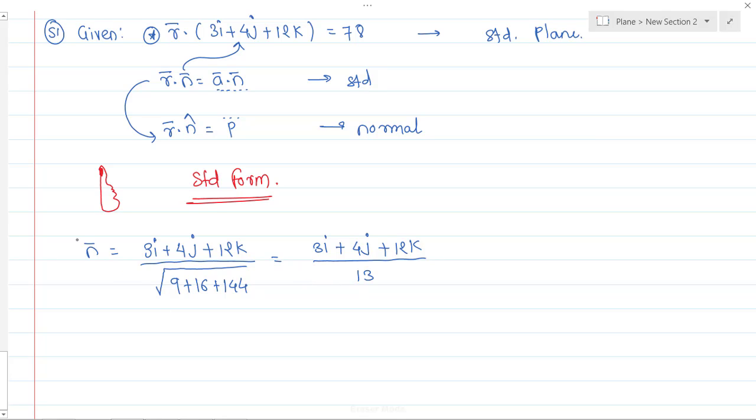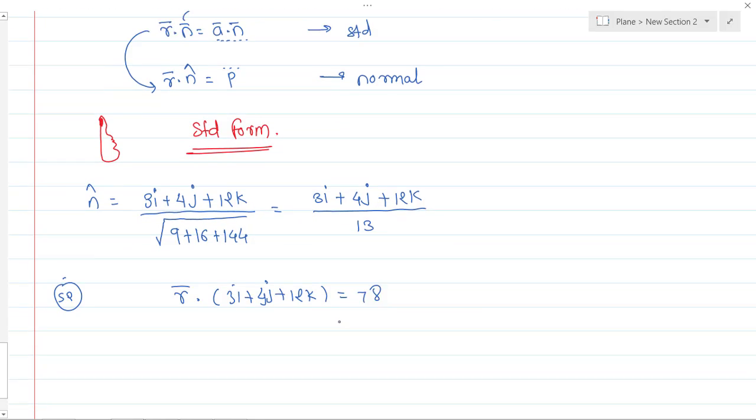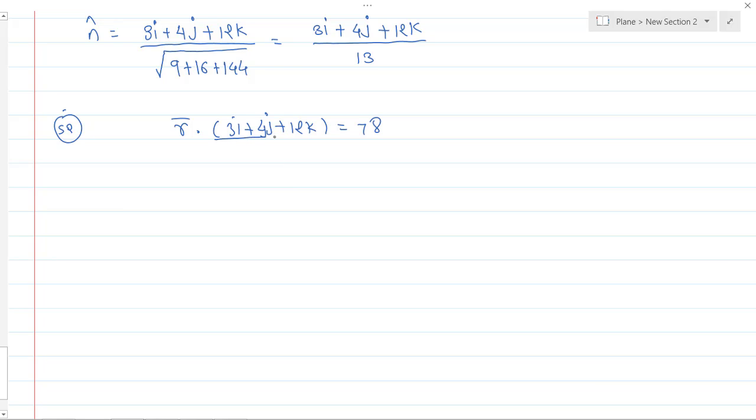Okay, sorry, it's not n bar, it's n cap. So to convert this vector into its unit vector, I have to divide by 13 here, but you cannot divide only on one side, so for that purpose I have to divide on both sides. So step number 2 is what? Divide the step number 1 equation, r bar dot 3i plus 4j plus 12k equals 78, on both sides by 13. So I will be having 13 this side and 13 this side.